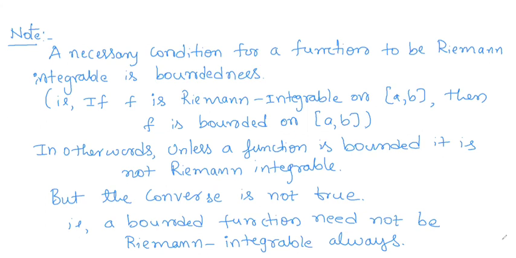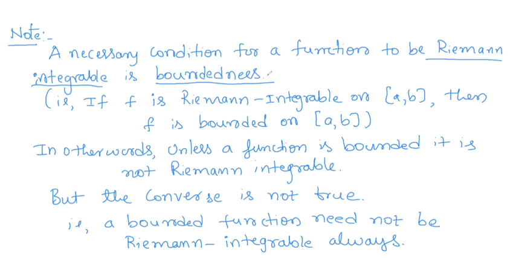Okay. So now we shall note an important thing. A necessary condition for a function to be Riemann integrable is boundedness. As we discussed the definition of Riemann integrability in the previous video, the boundedness of the function is necessary. Unless a function is bounded, we cannot talk about its Riemann integrability. So boundedness is very necessary for a function to be Riemann integrable.